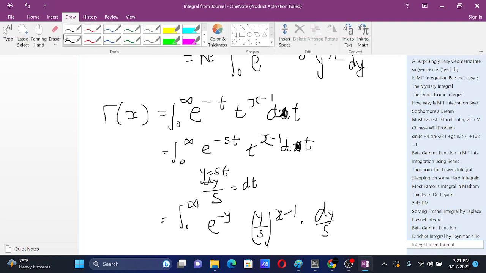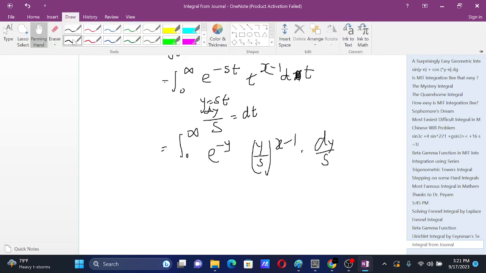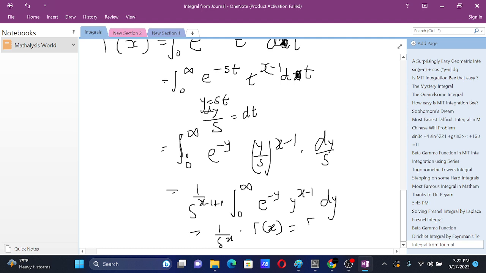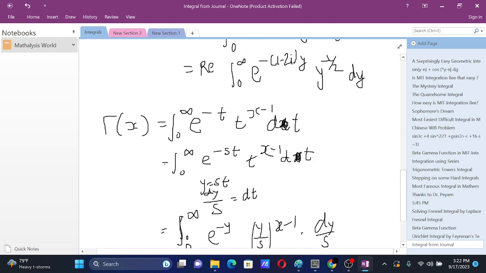So you see that we have s to the power x minus 1 over here and s over here, so that will be s to the power x minus 1 plus 1, and the integral is from 0 to infinity of e to the power minus y, y to the power x minus 1 dy. So this is again gamma of x, so we have 1 by s to the power x times gamma of x, so the result is gamma of x by s to the power x. I hope you got it.